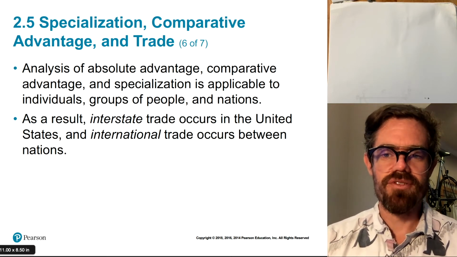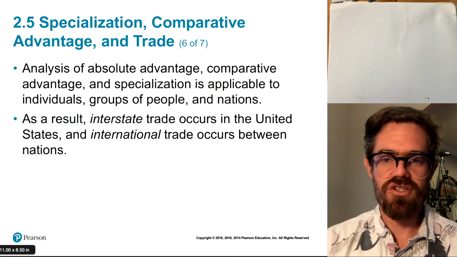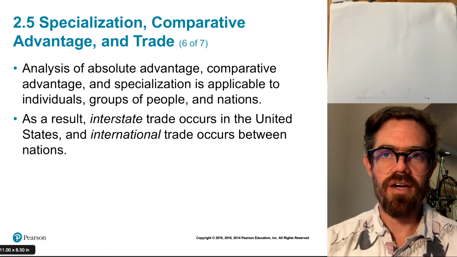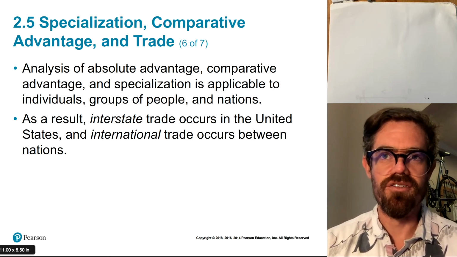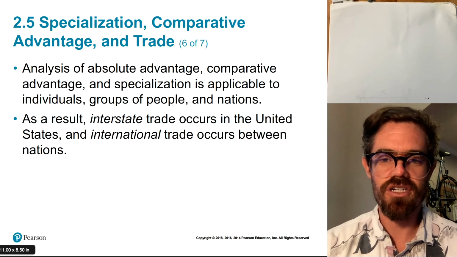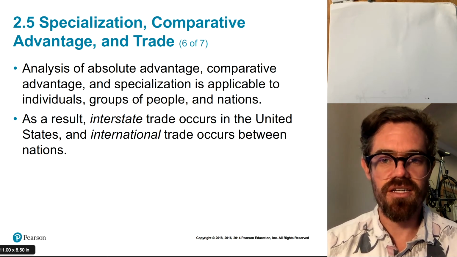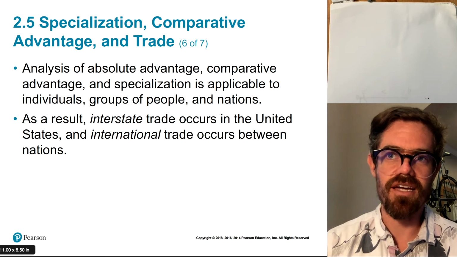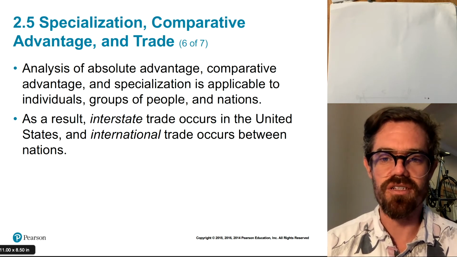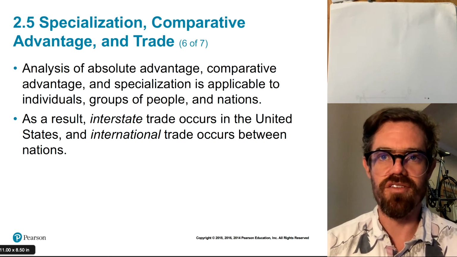Now, the analysis of absolute advantage, comparative advantage, and specialization is applicable to not only individuals, but also groups of people and nations. Ultimately what this leads to is trade. If we think about specialization and division of labor across regions, say the United States and China, China has a lower opportunity cost of producing certain things, and so they have a comparative advantage in producing those things. And the United States likewise has a lower opportunity cost of producing other things, and so has a comparative advantage relative to China in producing those things.